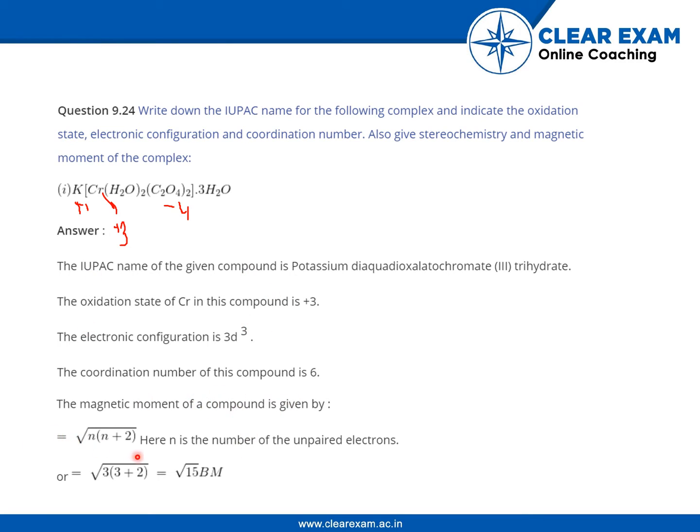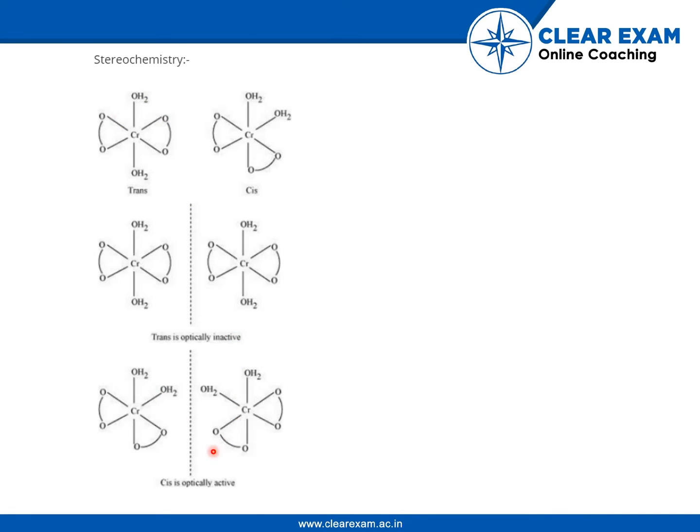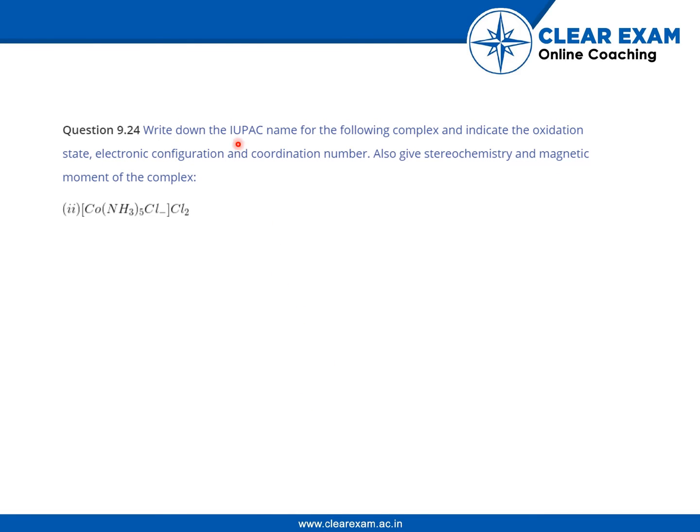Magnetic moment is given by this formula, where n is the number of unpaired electrons. As you can see, there are 3 unpaired electrons in the t2g orbitals as its electronic configuration is 3d3. So n is equal to 3, and 3 into 3 plus 2 is equal to 15, so root 15 Bohr magneton. This is the stereochemistry shown below. You can easily visualize the different structures given below, the trans and cis, and which is optically active and which is optically inactive.